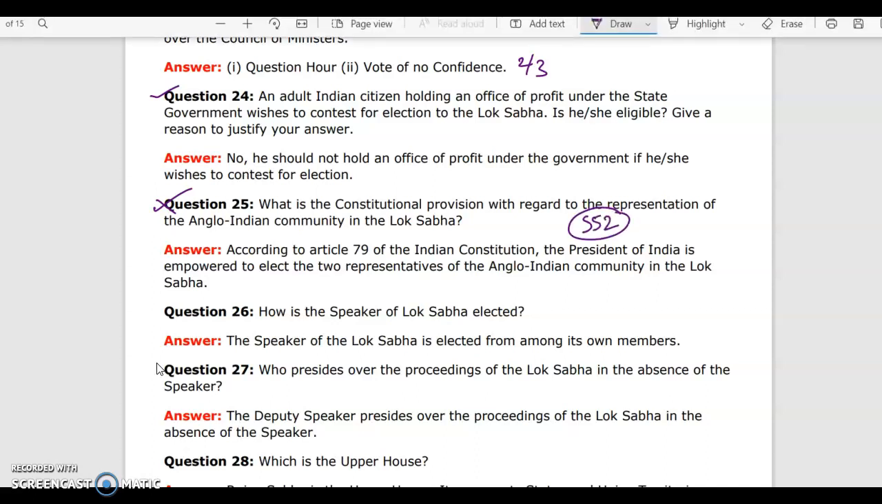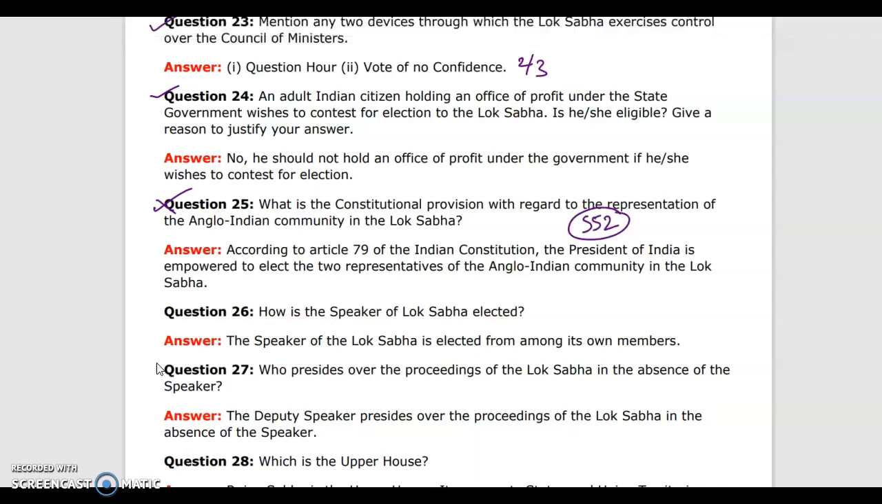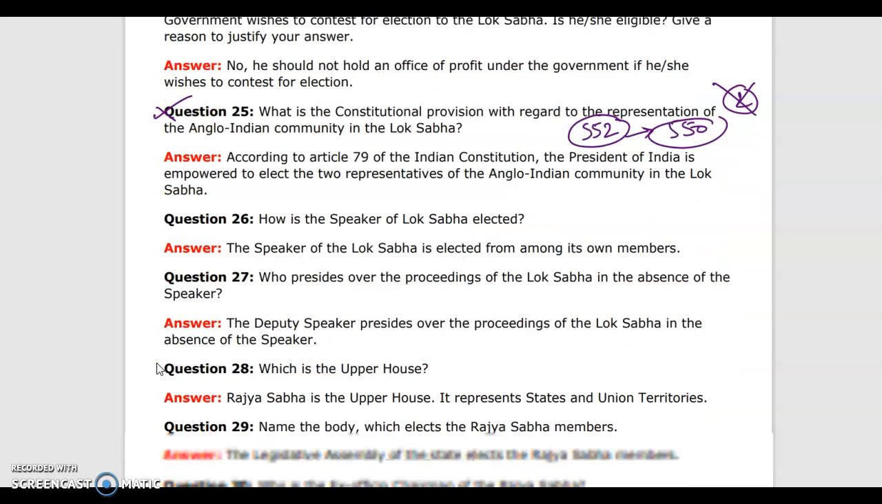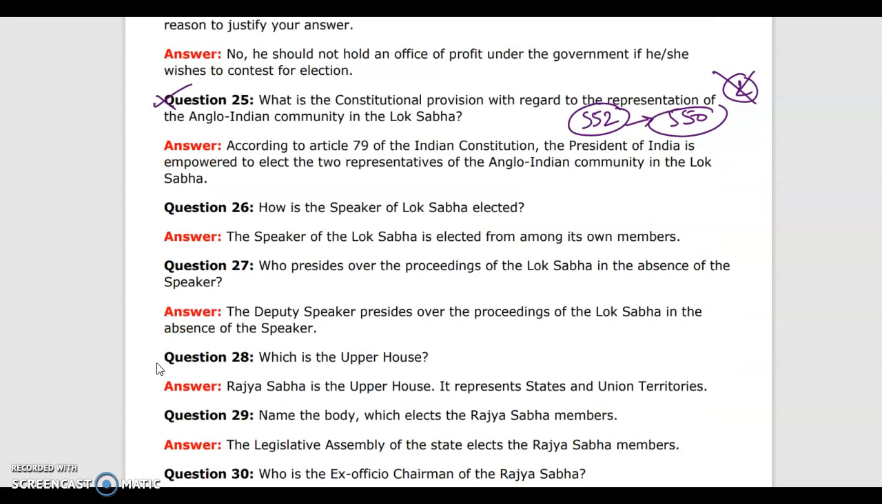552 members was the maximum strength for Lok Sabha, but now it is 550 members. As I told, 2 members of Lok Sabha, reservation for Anglo-Indian community is no longer there in the constitution. Moving on to next question. How is the Speaker of Lok Sabha elected? So, the Speaker of Lok Sabha is elected from among its members.